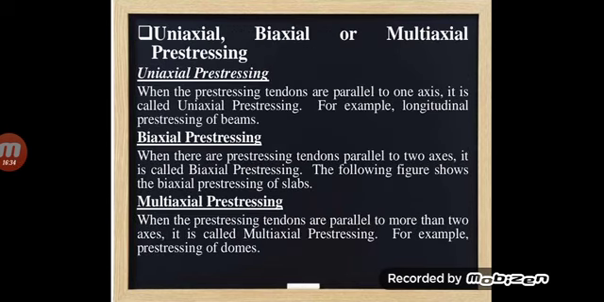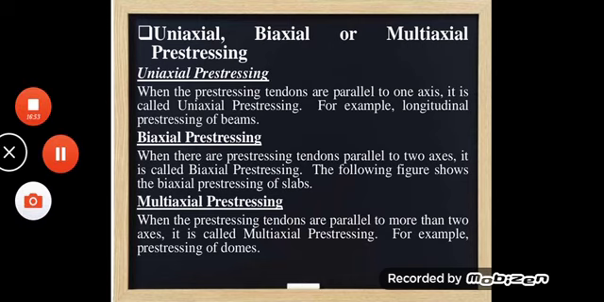Next, uniaxial, biaxial or multi-axial pre-stressing. Uniaxial pre-stressing. When the pre-stressing tendons are parallel to one axis, it is called uniaxial pre-stressing. For example, longitudinal pre-stressing of beams. Right? In beams, along the length direction only we will be having the bars. So such type is uniaxial.